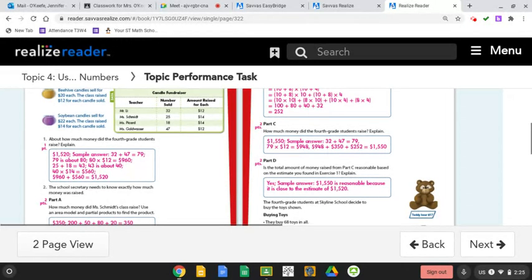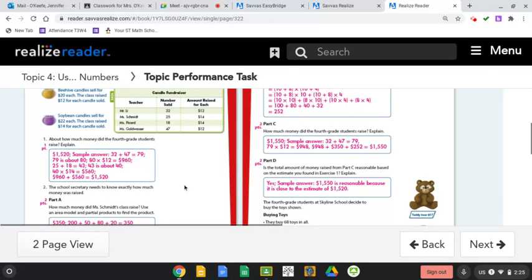Then they put together 25 and 18, 25 from Ms. Schmidt and 18 from Ms. Pickard, because they were both $14. So 25 plus 18 is 43. 43 is about 40. So 40 times 14 is $560. Add them both together, $960 plus $560 is $1,520.